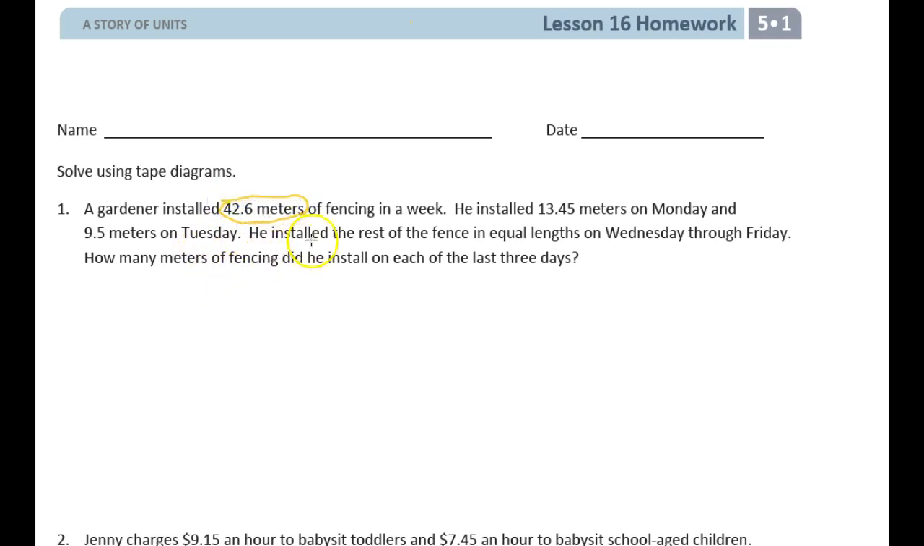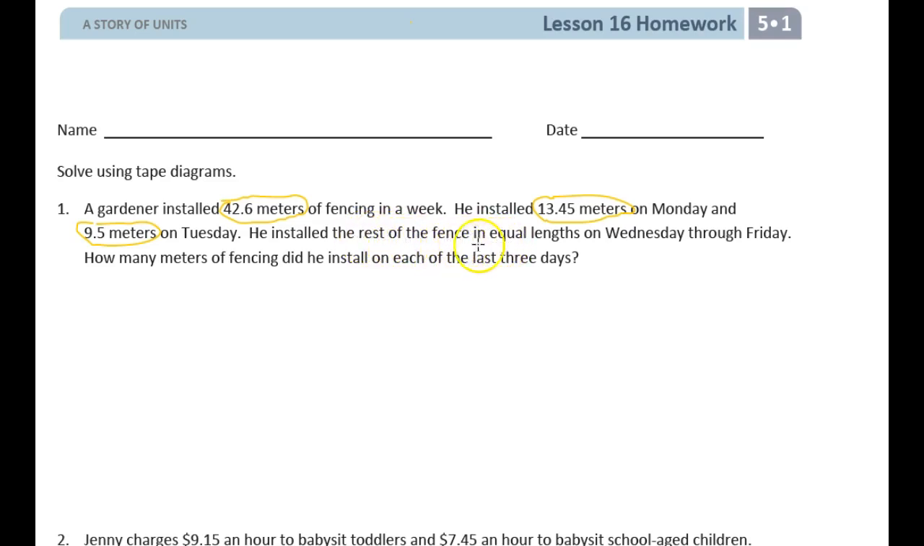It's an important number. He installed 13 45/100 meters, so we've got the number and the unit meters, on Monday, and then on Tuesday 9 5/10 of a meter was on Tuesday. These are all really important. He installed the rest of the fence in equal lengths on Wednesday through Friday.